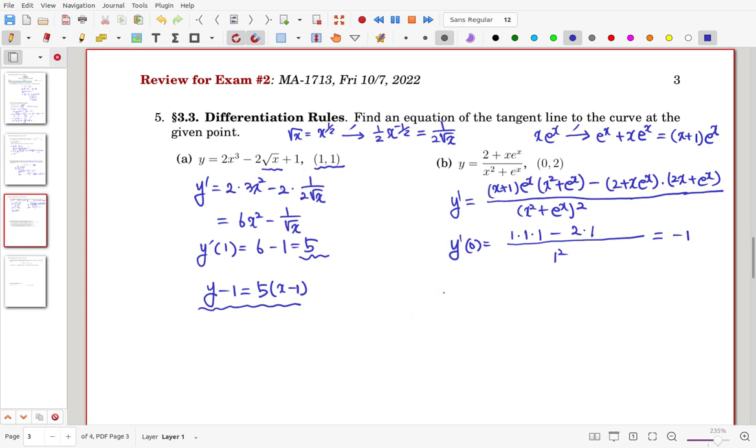So here we have the equation of the tangent line: y minus y0 equals the slope times x minus x0, which is 0. So you can simplify this equation.